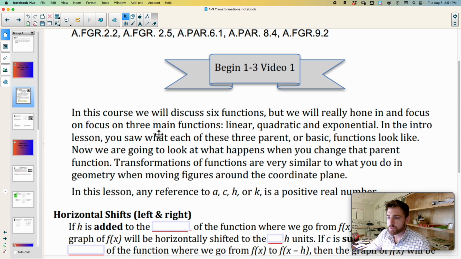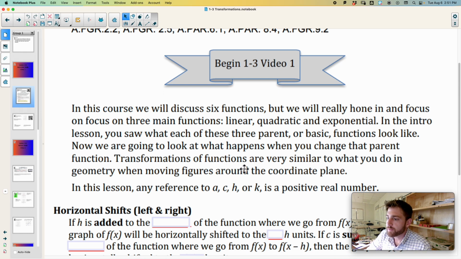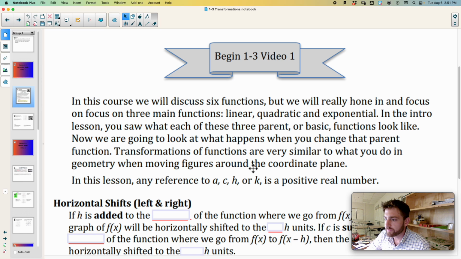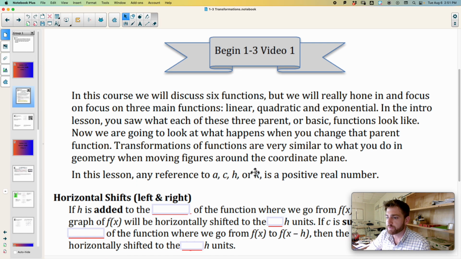Alright, so in this course we're going to discuss 6 functions, but we'll really hone in and focus on 3 main functions: linear, quadratic, and exponential. And in the intro lesson, you saw what each of these 3 parent functions, or basic functions, looks like. And we're going to look at what happens when you change that parent function. Transformations of functions are very similar to what you do in geometry when moving figures around the coordinate plane.